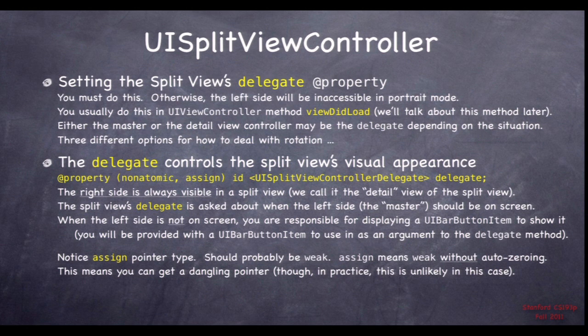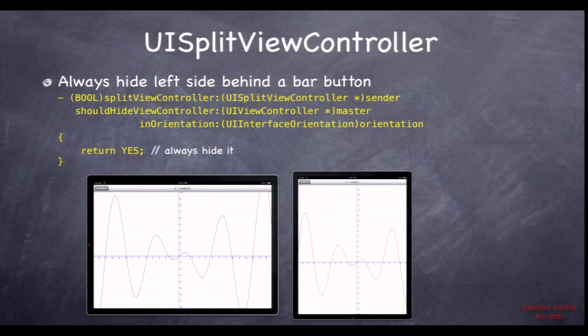Okay, so there's a method, first of all. This is the first delegate method you're learning. This method gets sent to your delegate to ask it, what do you want me to do with the left side in a certain orientation? So it passes you itself. Almost always, delegate and data source methods, the first argument is the sender. Then it passes you the left side, because it's going to hide that side. And it asks you, in this orientation, what do you want me to do with it? You return yes if you want to hide it and put it behind the little button, or no if you want it to stay on screen.